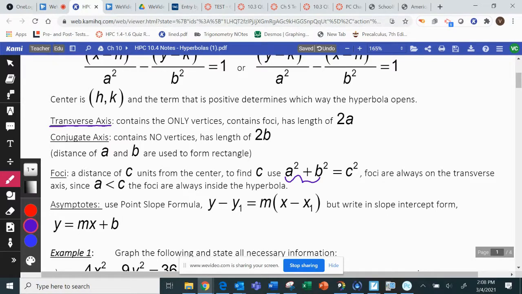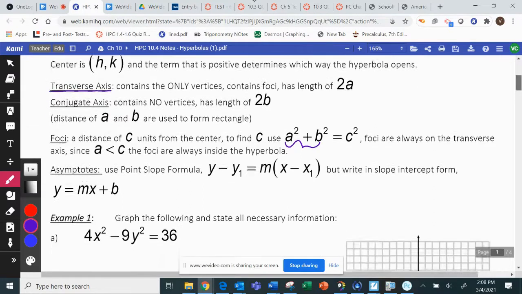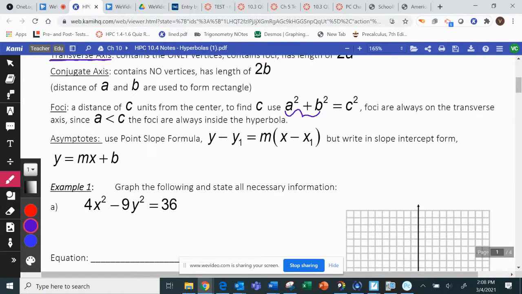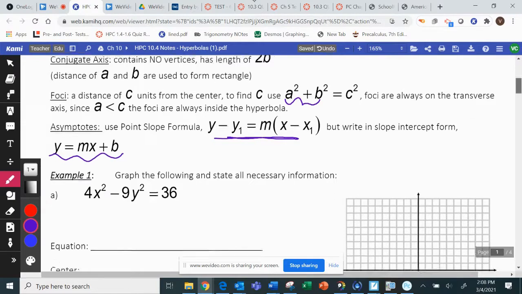We're going to have asymptotes, which I'll show you in a moment. The asymptotes will be lines. To find the lines, if you can't look at the graph to figure out the equation of the lines, remember you can use the point-slope formula, but we will write it in slope-intercept form. And there will be two asymptotes. So I'll go through all this information doing a few examples.